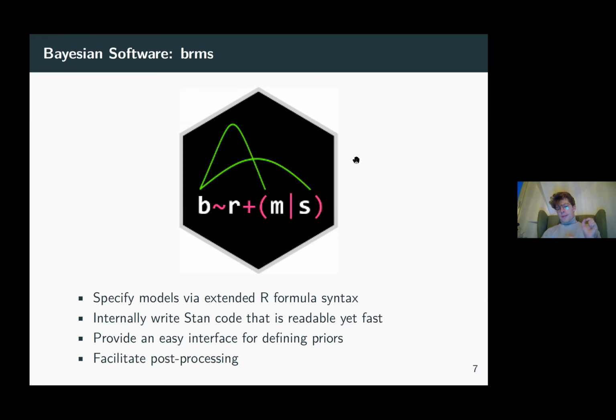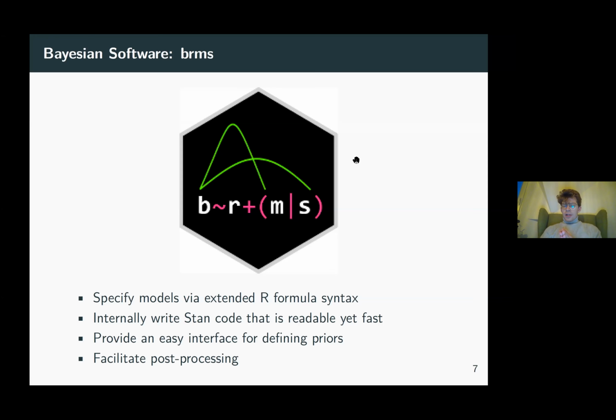The idea is that we specify Bayesian models via an extended R formula syntax. So when you are familiar with R formula syntax, you can use that in BRMS as well. And I've extended it in various ways so that it's more powerful for the stuff that BRMS can do. We internally write the Stan code that is readable yet fast. That is, you can just use BRMS to create Stan code and look at the Stan code and go from there. But of course, BRMS then also fits the model. So you don't need to look at the Stan code if you don't care about it.